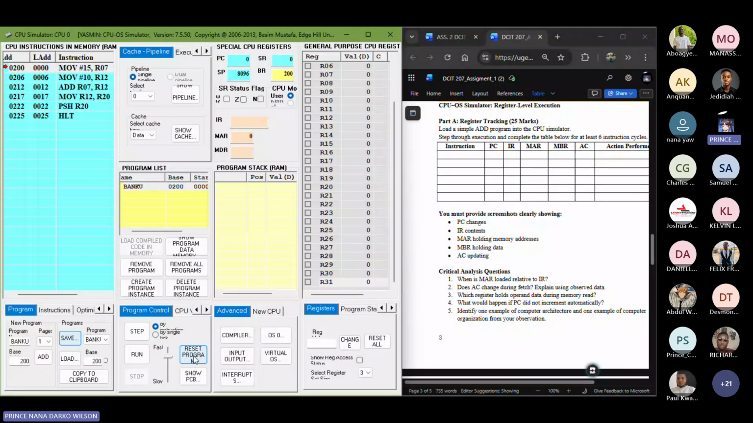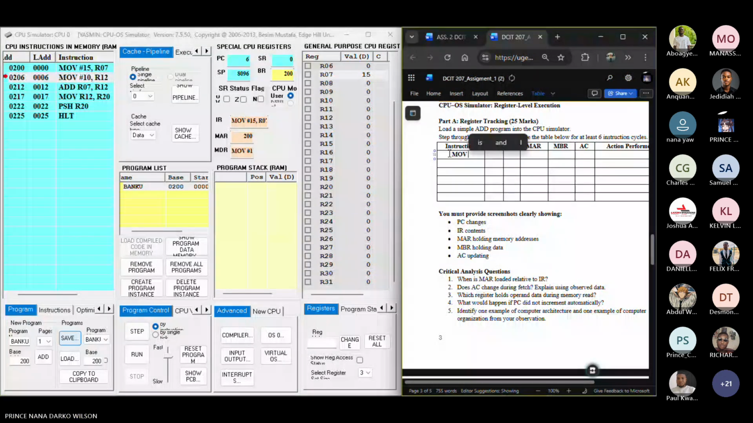So when we step it once, the instruction at that side was what? Move immediate value 15 into RO7. So you are going to write exactly what you see here inside your instruction column. Okay, so it says move immediate value 15. Where's the hash key? All right, so move immediate value 15 to register 7. So RO7. You do that for the first one.